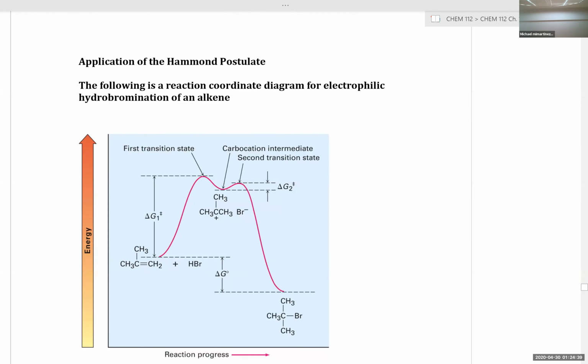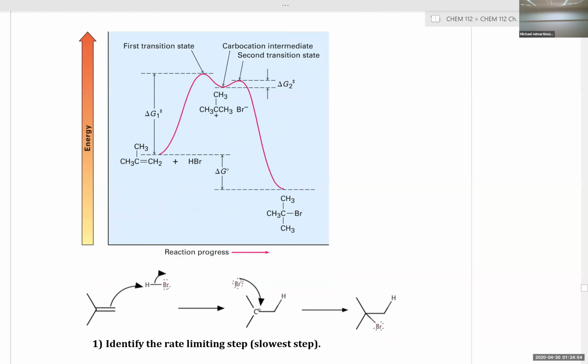So we're going to apply the Hammond postulate now to electrophilic hydrobromination. So we're going to look at electrophilic hydrobromination of an alkene, and we're going to apply the Hammond postulate in detail now. So here are each of the unique steps for our reaction. So we have protonation. So that's step one. We have addition of bromide, that's step two.